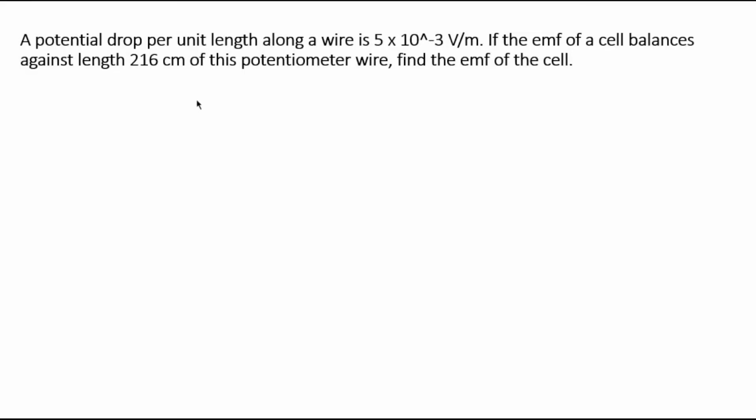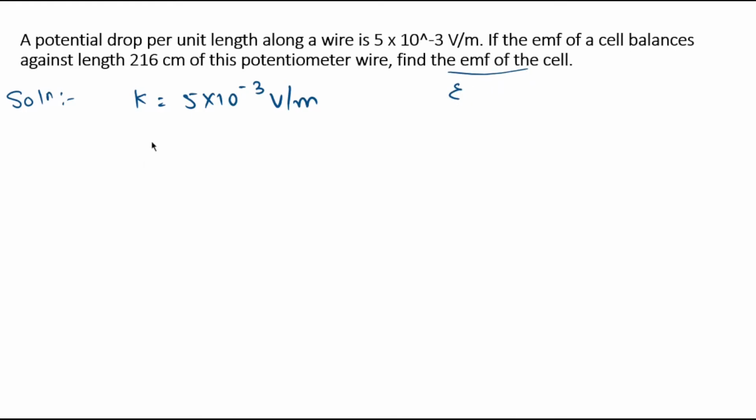A potential drop per unit length along a wire is 5 into 10 raised to minus 3 volt per meter. If the EMF of a cell balances against length 216 centimeter of this potentiometer wire, find the EMF of the cell. So let's write the solution. So they have given us the potential gradient K, which is equal to 5 into 10 raised to minus 3 volt per meter, and we need to find out the EMF of the cell.